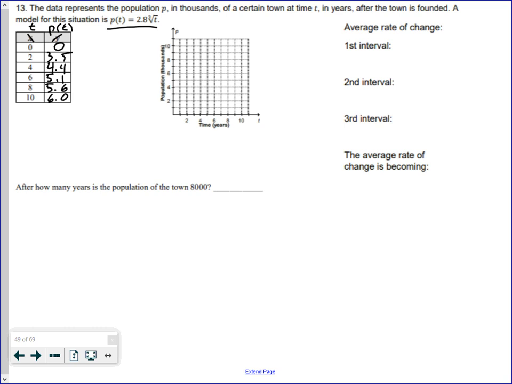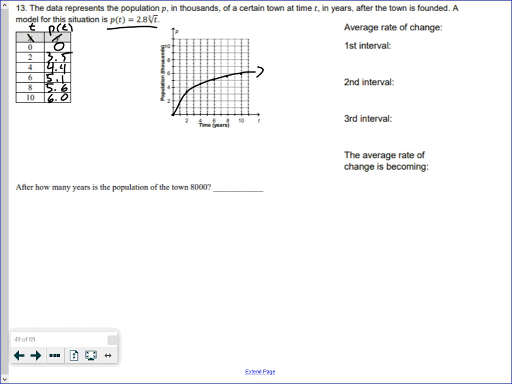So what we're going to do now is plot these points. We'll have one at 0, 0, one at 2, 3.5, right around here. Or no, right there, it's 3. 3.5 will be a little higher up, right about there. 4, 4.4, so about right here. 6, 5.1, right there. 8, 5.6, right around there. And 10, 6.0, right there. All right, so our function will look something like that.